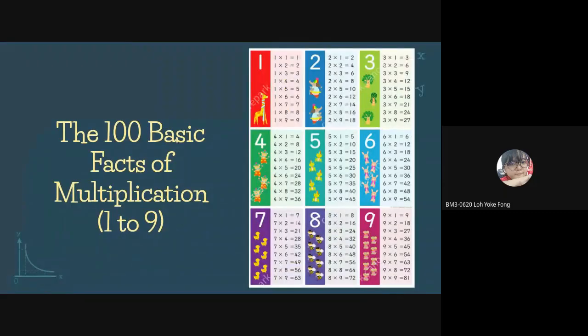Then next slide. So I need to explain what the facts of multiplication are. Actually, the facts of multiplication are the answer to a multiplication calculation. Let's say 2 times 3 will equal 6. Then the 6 is the multiplication fact, 2 is the multiplier, and 3 is the multiplicand. So next slide.